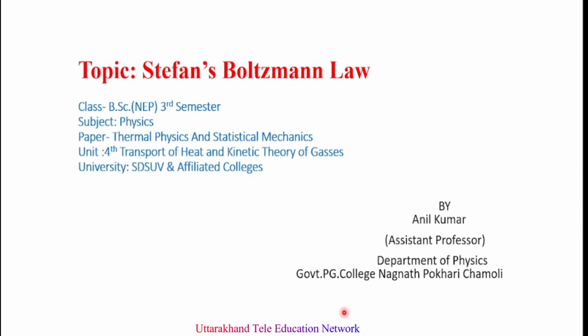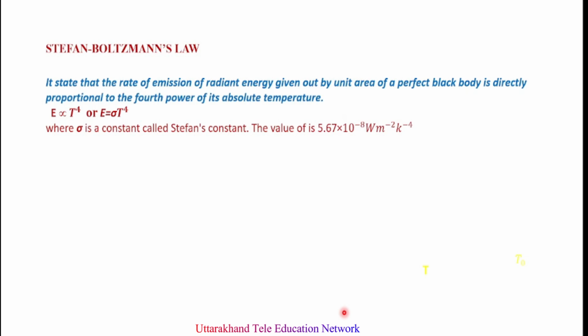Stefan-Boltzmann law is a very important law. Here we consider a perfect black body at temperature T. The statement of Stefan's law is that the rate of emission of radiant energy given out per unit area of a perfect black body is directly proportional to the fourth power of its absolute temperature. So that means E is directly proportional to the fourth power of absolute temperature.